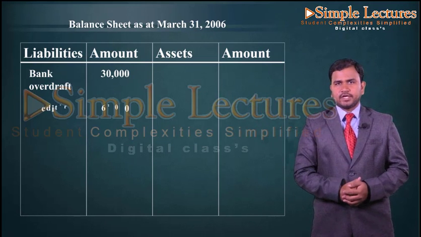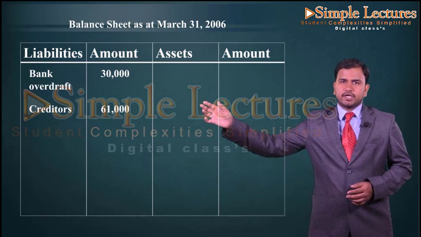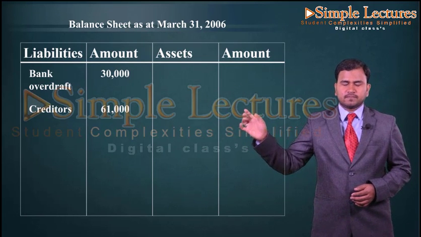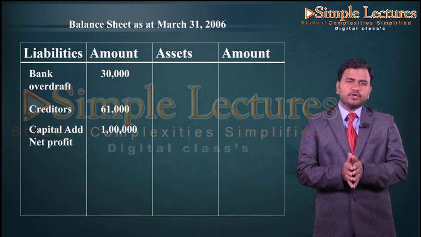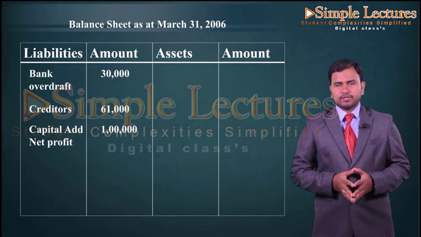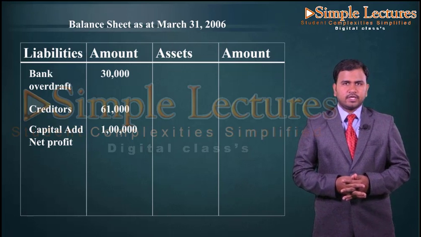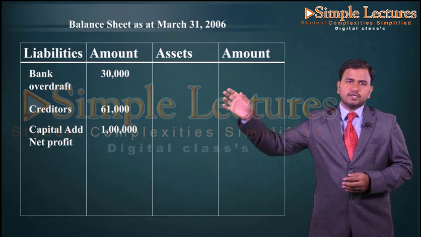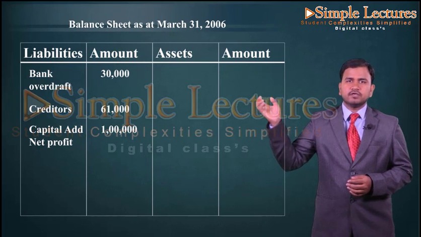Then we have creditors which is 61,000. Then again in the liabilities side, creditors 61,000. Then we are going to record the capital. When coming to the capital, we are going to add net profit to the capital, and we are going to deduct drawings and tax paid. So here we are going to take capital, which we have is 1 lakh, which will be recorded in the inner column.